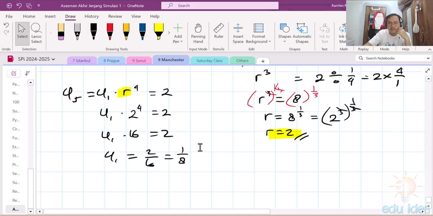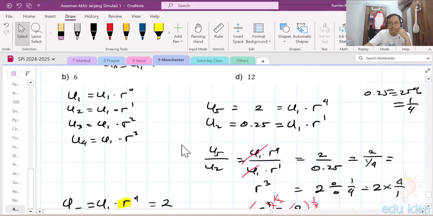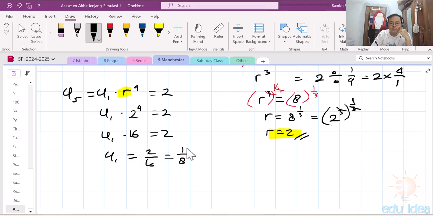Now the one that being asked is the seventh term. Seventh term meaning that u7 is equals to the first term times r to the power of 6, right?